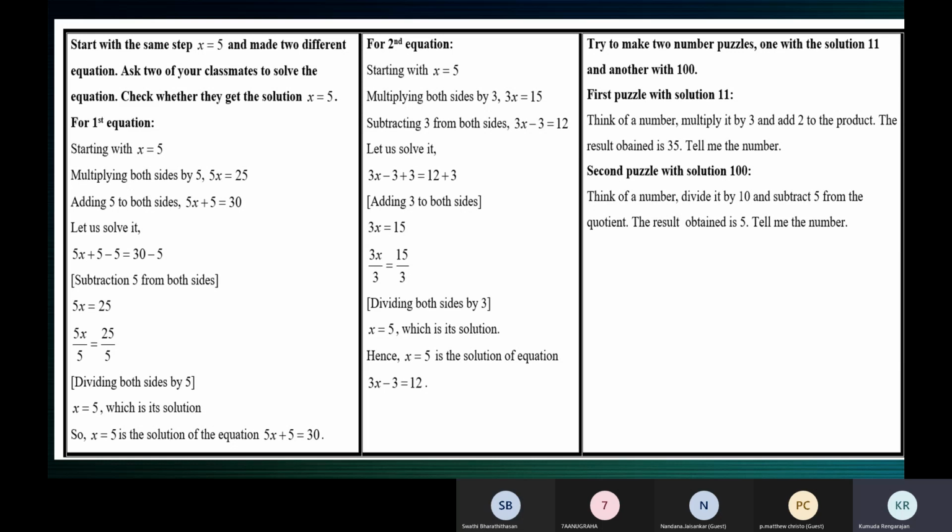See the next one, a puzzle with solution 100. Think of a number. The solution is 100. So think of a number means 100, divided by 10. So 10 is the answer. And subtract 5 from the quotient. 10 minus 5 is 5. The result obtained is 5. Tell me the number. 100, ma'am. Yeah.